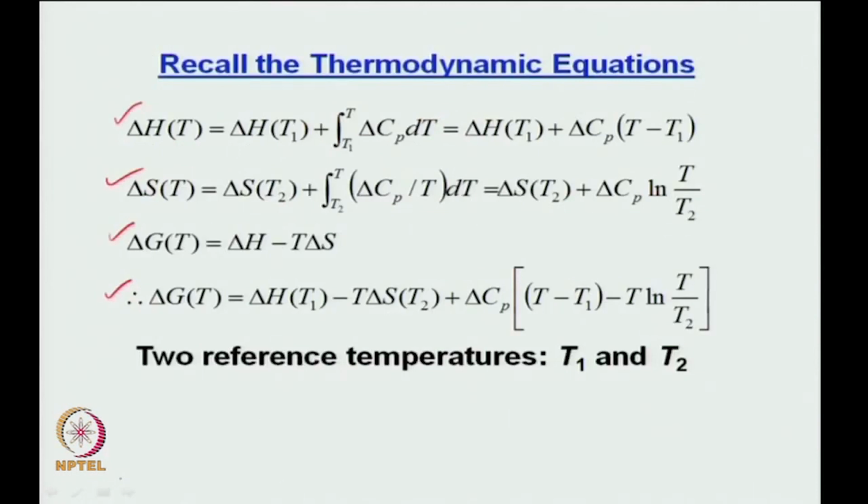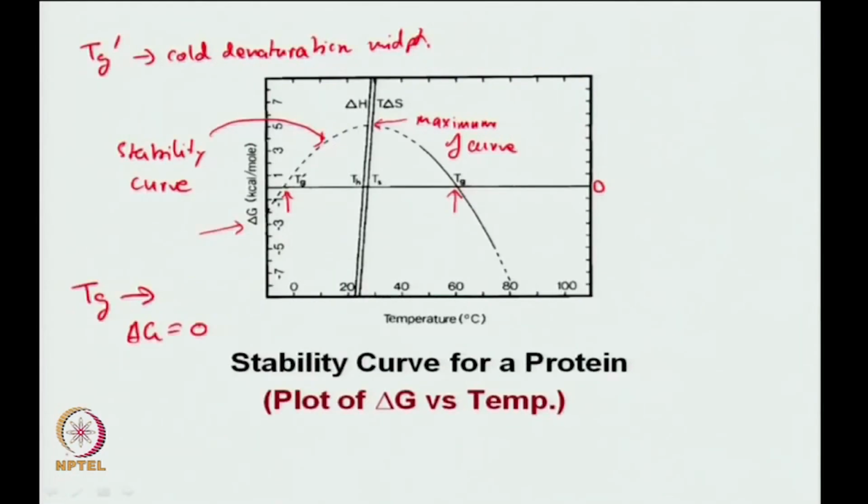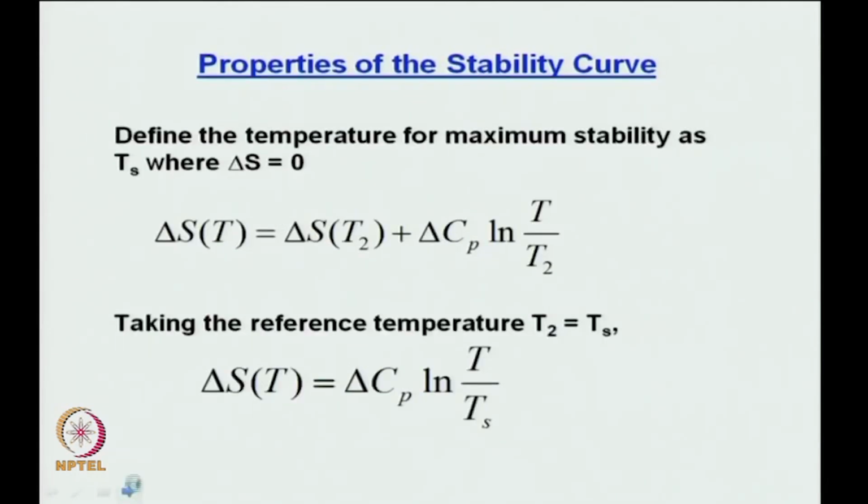And then we had looked at these thermodynamic relations before, and these are some of the relations we are going to go on using quite often. So, one more thing was the curvature. You can see the curvature depends upon delta Cp, and the slope of the curve is given by delta S, and it is needless to say that where the slope of the curve is the maximum, delta S should be equal to 0. That means the slope of the curve corresponds to that temperature where delta S is equal to 0, that means Ts. So, that is what we refer to.